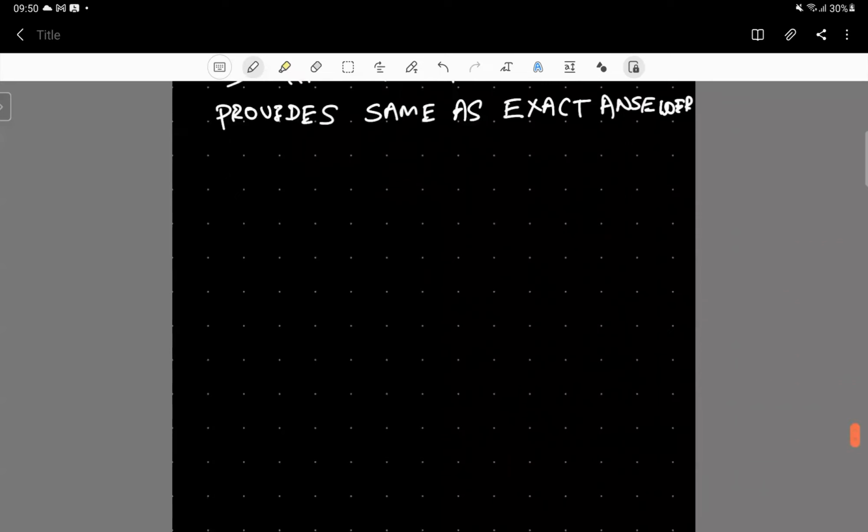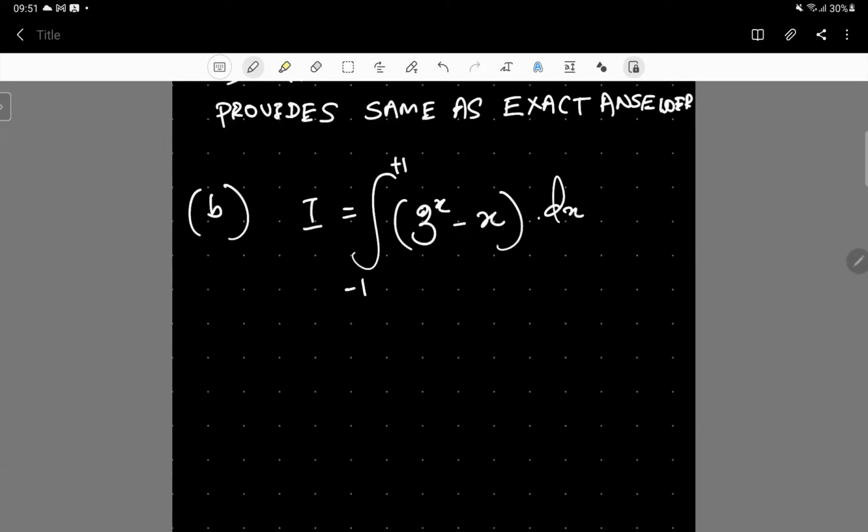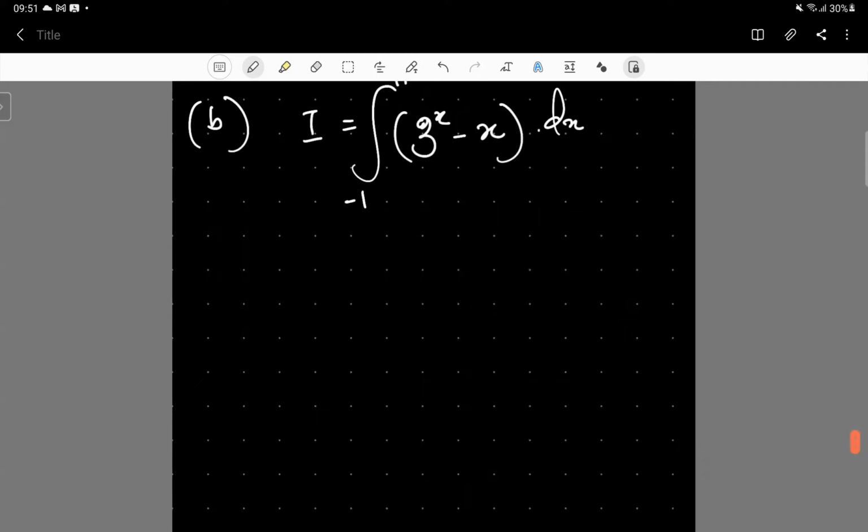So let's look at another quick example to get an idea about the errors induced from such integration schemes. Let's try to evaluate another integral where the exact solution may differ from the Gaussian method. So let's try to evaluate the integral of 3 to the power x minus x, integrated over dx from -1 to +1. Let's evaluate this integral using the 3-point Gaussian quadrature technique.